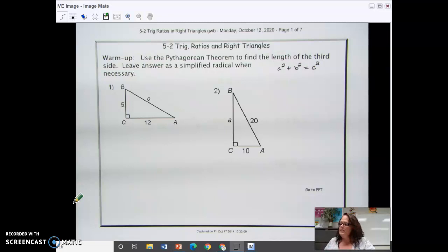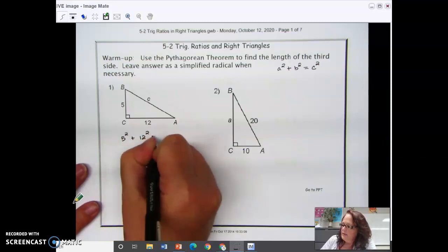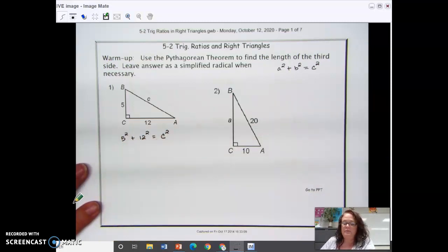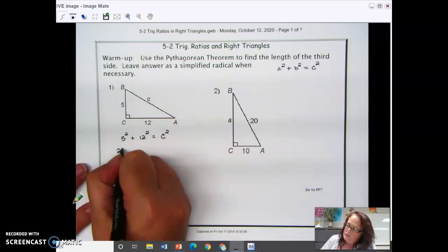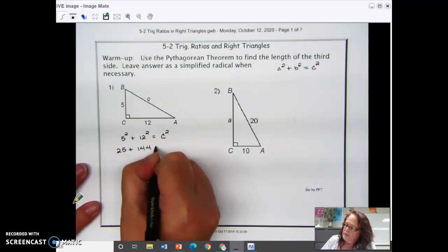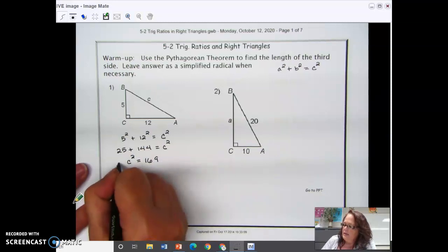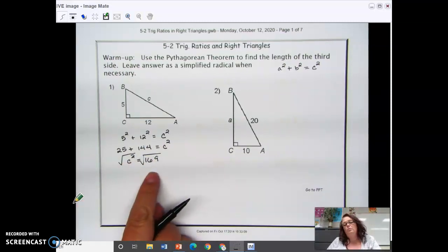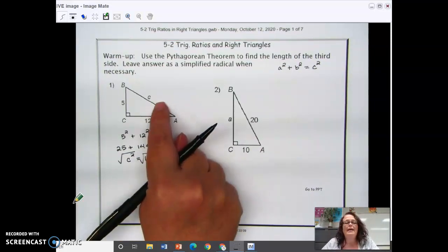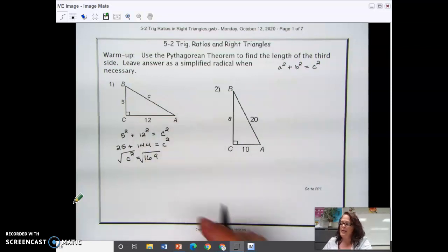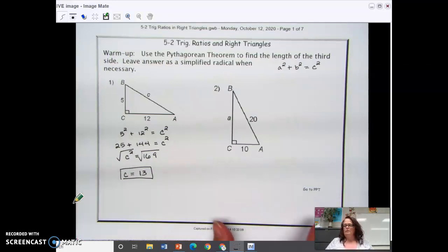angle. So if we take a look at question number 1, 5 squared plus 12 squared gives me the length of the hypotenuse squared. So I get 25 plus 144 is equal to c squared. If c squared is equal to 169, then when I take the square root, normally we do plus or minus. The only reason we're not going to do plus or minus here is that we're talking about the length of the side of a triangle, and the length is never going to be negative. So if you plug that into your calculator, you get that it is 13 units long.